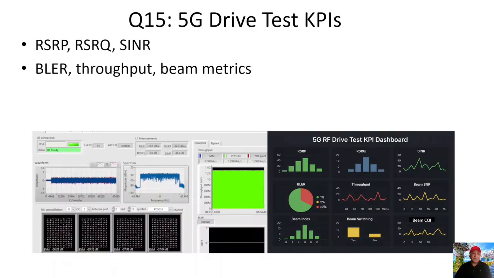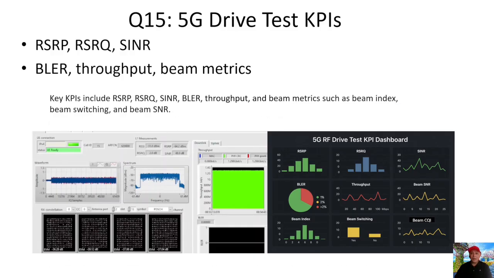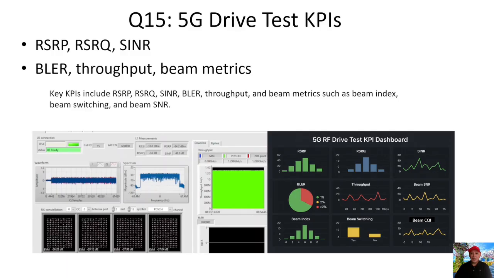Question 15. What are the 5G drive test KPIs? The key KPIs include RSRP, RSRQ, SINR, block error rate, throughput, and beam metrics such as beam index, beam switching, beam signal-to-noise ratio, and beam CQI.